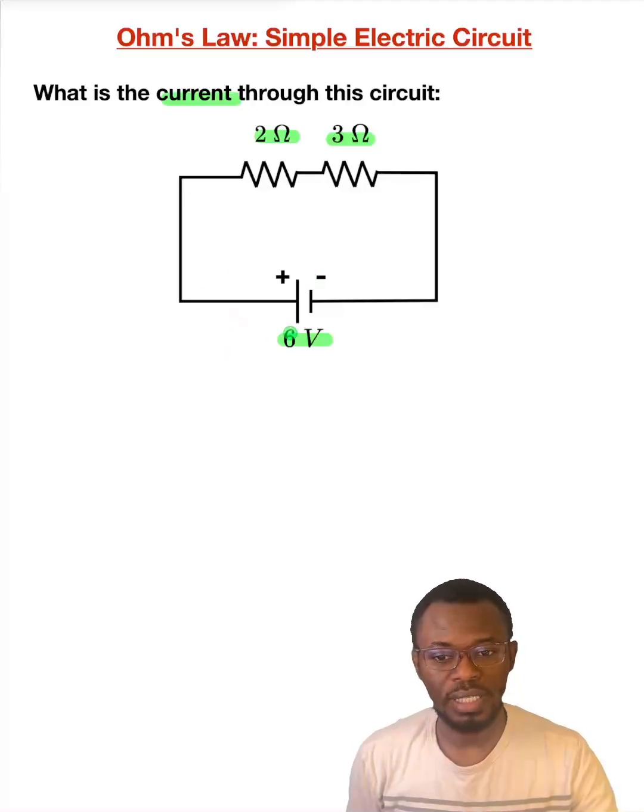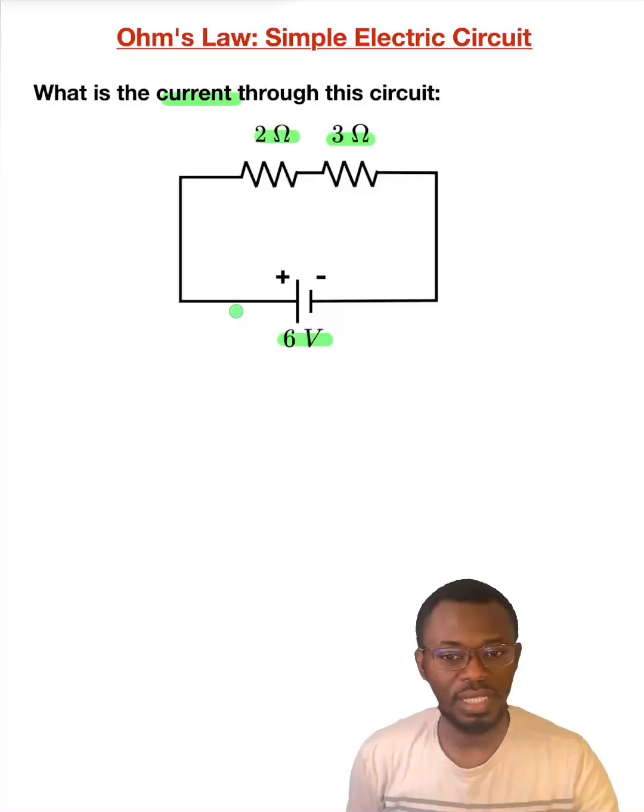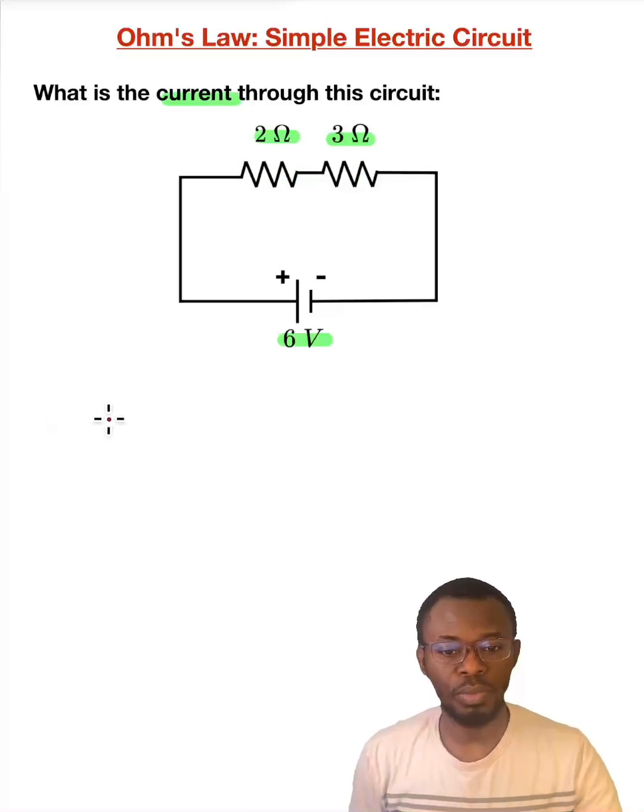So of course, this is a closed circuit already, and we are going to see how to find the total current in this electric circuit. Of course, this is a simple electric circuit. We are going to find the total current that is running through this circuit with a potential difference of 6 volts applied across two resistors in series. So this is a problem on Ohm's law.